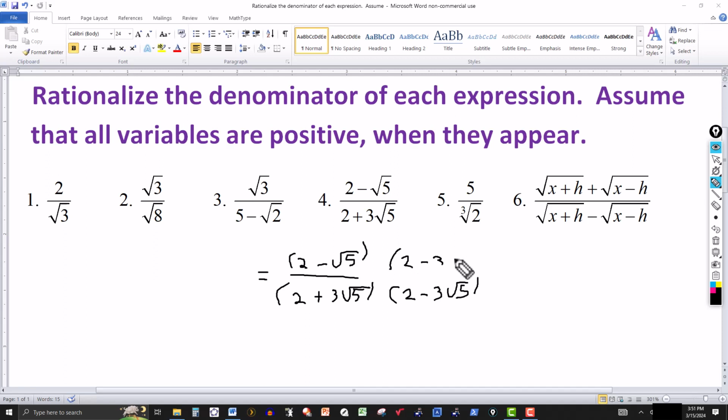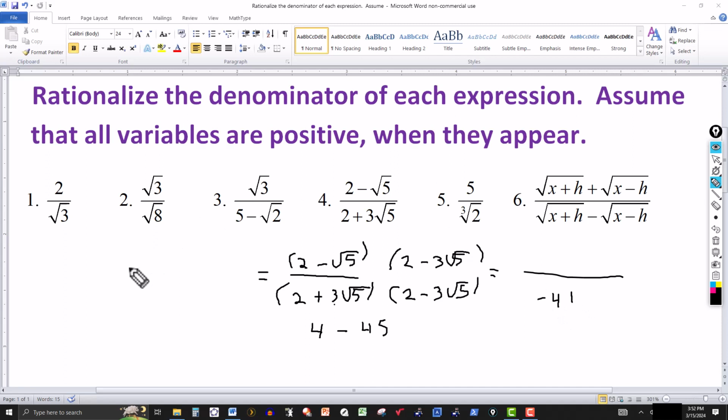Multiply the numerator by the same thing, 2 minus 3 radical 5. The denominator is an easy one because it's just multiplying the two conjugates here, 2 plus 3 radical 5 and 2 minus 3 radical 5. So it's just the difference of the squares. First term squared is 4, and then it's minus 3 radical 5 squared, that'll give me 9, and radical 5 times radical 5 is 5, so this would be 9 times 5, it's 45. This would be a negative 41, 4 minus 45.